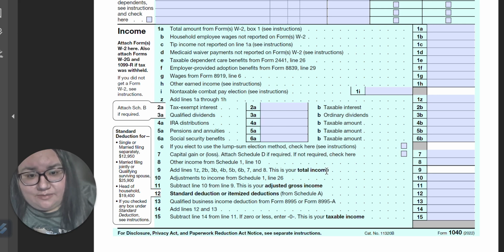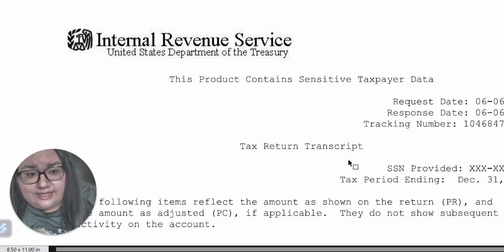Now, if you're not sending in your 1040s and you have instead your tax return transcript, which looks like this, IRS, product contains sensitive information, and it says tax return transcript. If this is what you have, it's going to look a little different where you have to look, and I'll show you now. So for this one, you're going to scroll down. It's usually on the second page. Let me zoom out here a little bit.